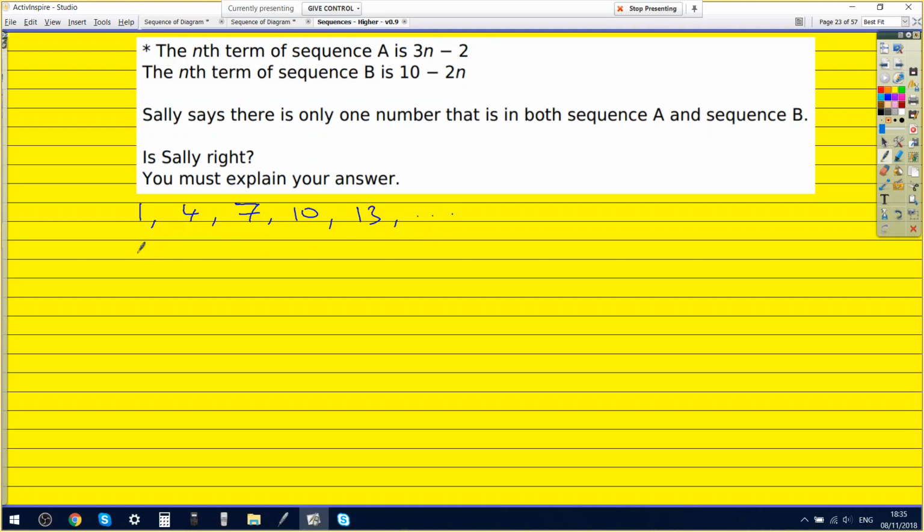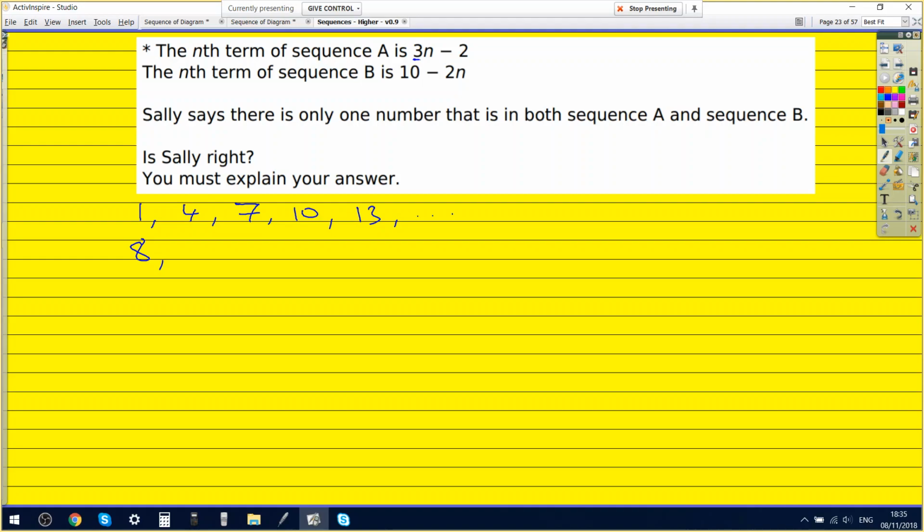Same thing, second sequence: 10 minus 2n. So for the first one, that would be 10 minus 2 times 1, so 10 minus 2, which is 8. I can give you a quick way once you have the first term.